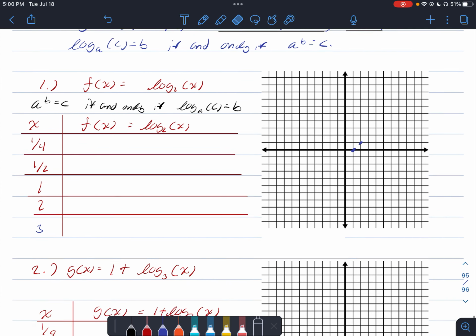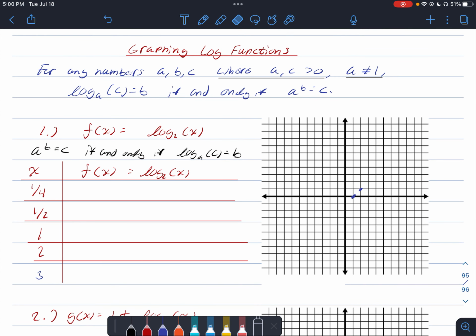Hi everyone. In this video, we are going to be talking about graphing logarithmic functions. But first, I wanted to clear up a little bit of a mistake. Not really a mistake, but I just forgot to include something last time when dealing with the definition of log functions. And let me restate this definition.